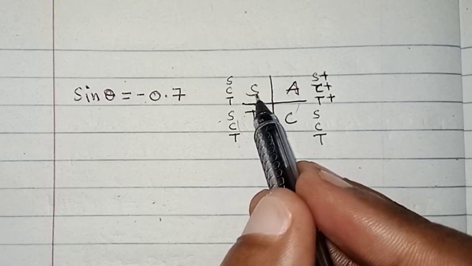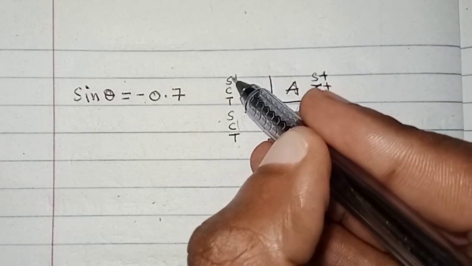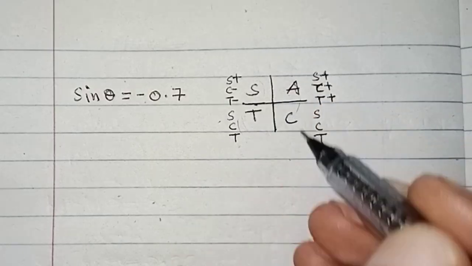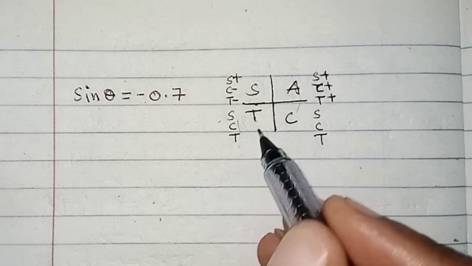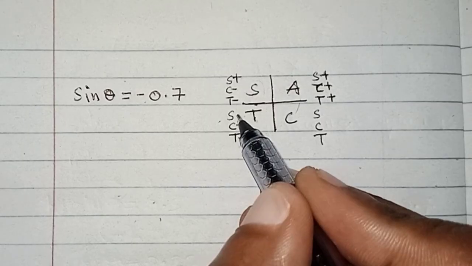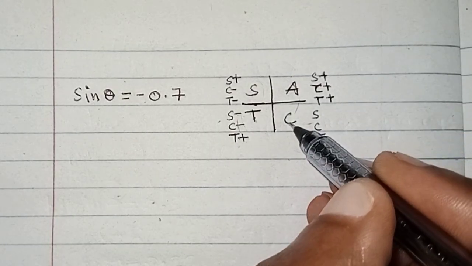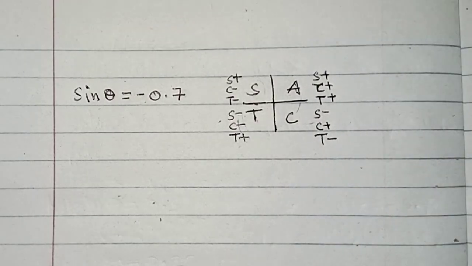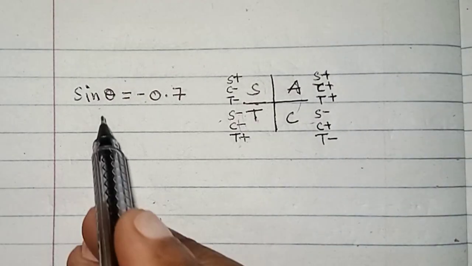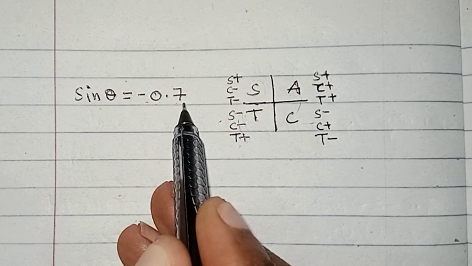As for the second quadrant, only S is positive since it favors only S. So we put positive, and the rest will be negative. For the third quadrant, it only favors T, so only T is positive, the rest are negative. As for the fourth quadrant, it favors cosine, so only cos is positive, the rest will be negative.